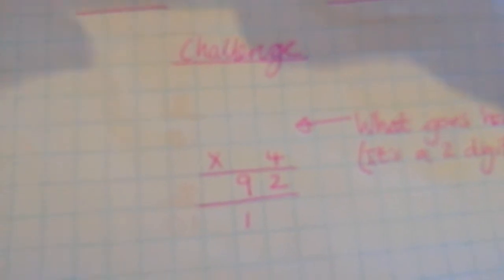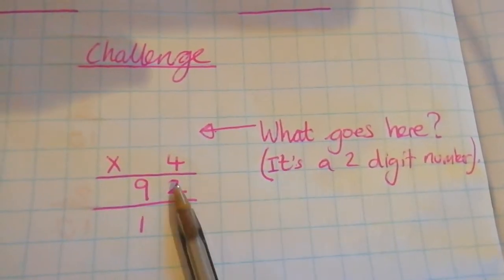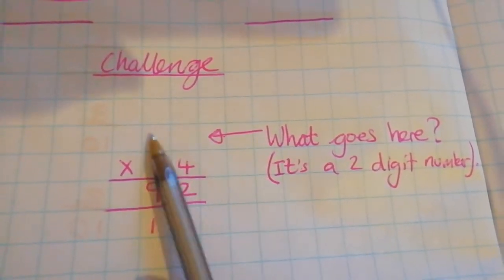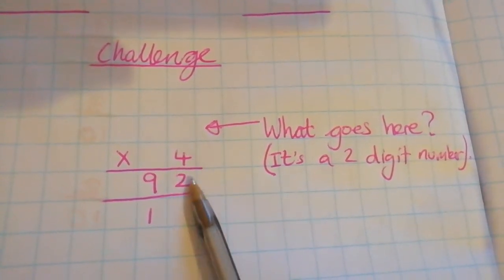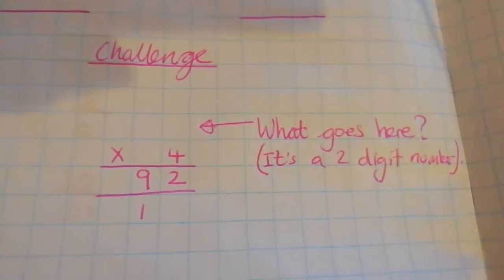And here is your challenge. I'm so kind. I've given you the answer, 92. And I've said, what 2-digit number, when you multiply it by 4, gives you that answer? So that's your challenge.